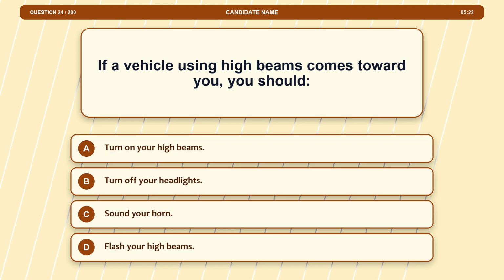Question 24. If a vehicle using high beams comes toward you, you should Option A, turn on your high beams. Option B, turn off your headlights. Option C, sound your horn. Option D, flash your high beams.